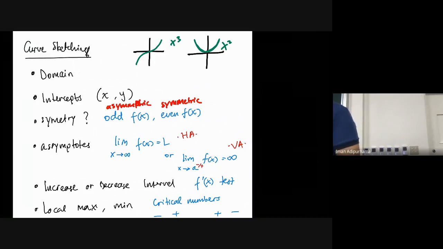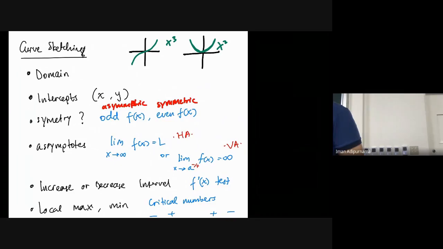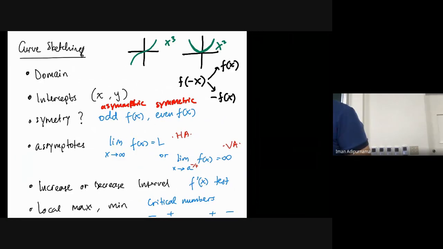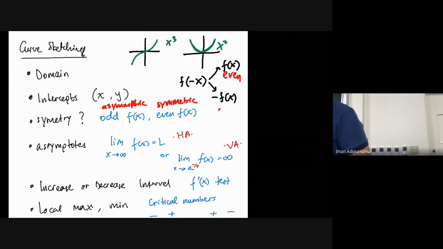And how to prove? You need to check the negative x. So you put in negative x inside your function. If it is the same as your old function, then it's even. If it is negative, then it's odd. So this is even. This is odd.